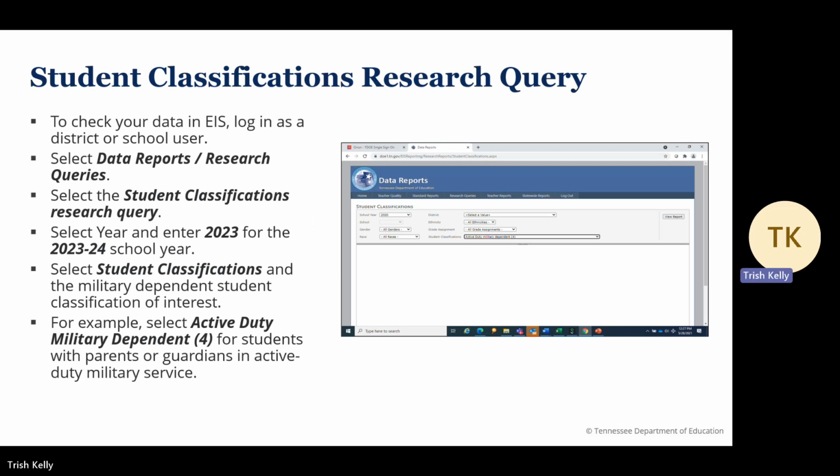You will use the Student Classifications Research query to check your data in EIS. After you log in, select Data Reports, Research Queries. Select the Student Classifications Research query from the list of research queries. Year will be pre-populated as 2023 for the 23-24 school year. Select Student Classifications and the Military Dependent Student Classification of Interest. For example, select Active Duty Military Dependent 4 for students with parents or guardians in active duty military service.